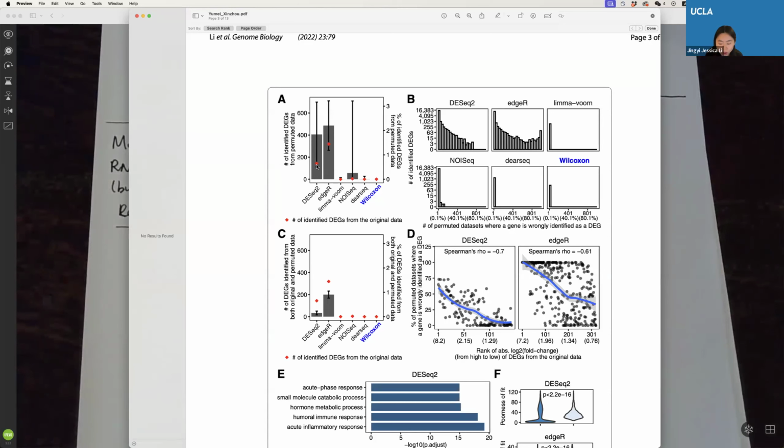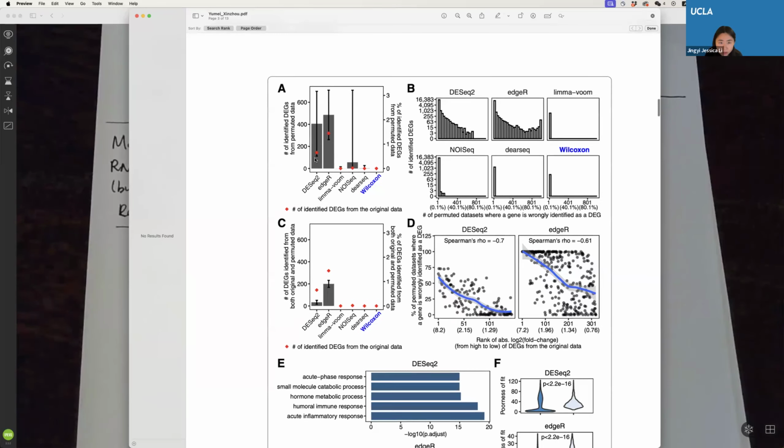So we can see that the red dot indicates how many DE genes were identified from the original data. The height of the bar is the average number we get from permuted data, and the error bar is the standard deviation from permuted data. So you can see that from many permuted data, we get even more DE genes than from the original data. And this must indicate something wrong, because for the permuted data, we know the two group labels are just meaningless. So this is how we discovered it.